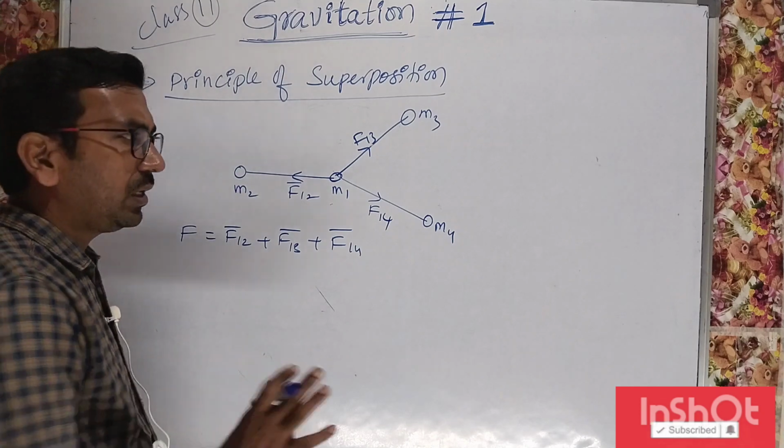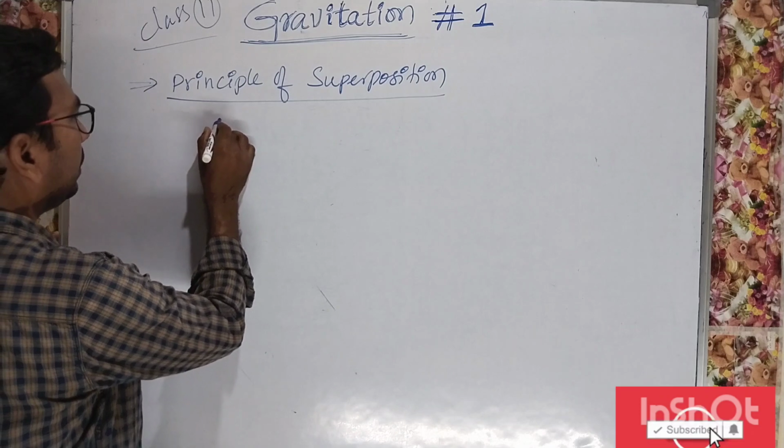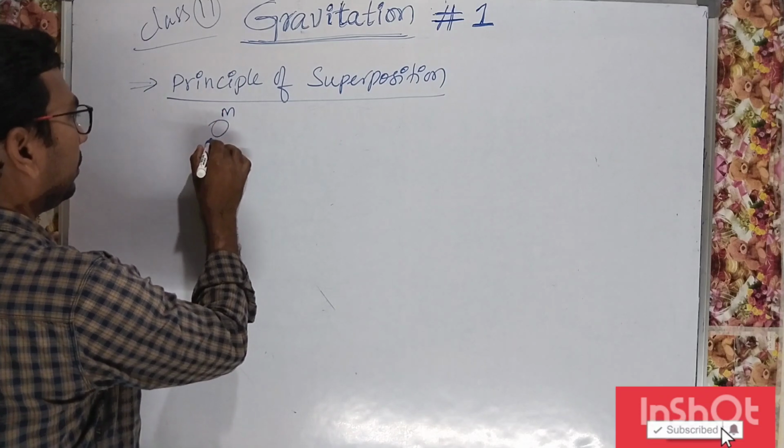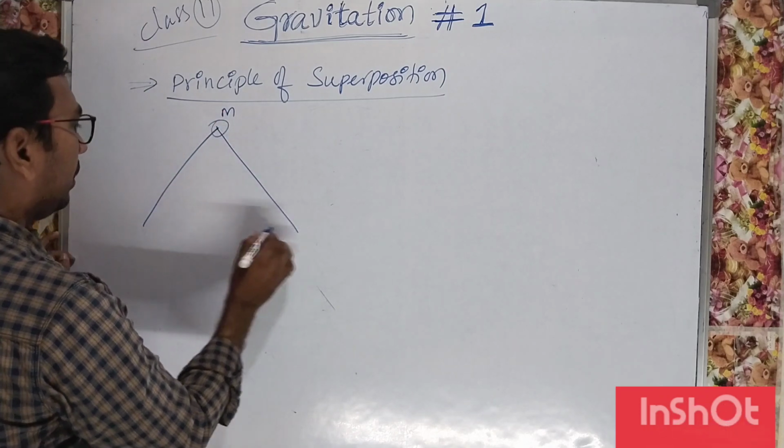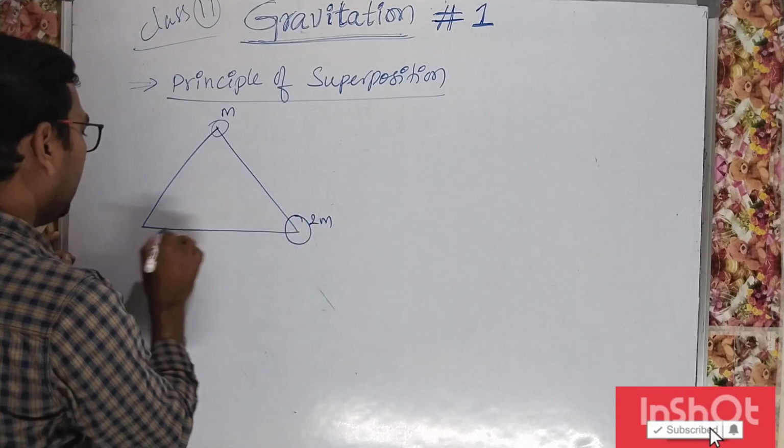So I will give you one problem. Here three masses are there. This is M, and these three are placed in an equilateral triangle. This is 2M and this is M.